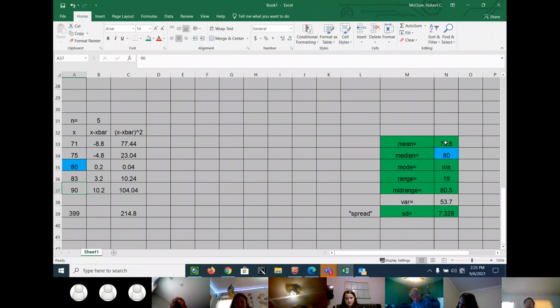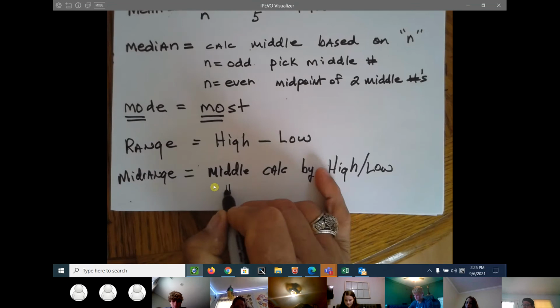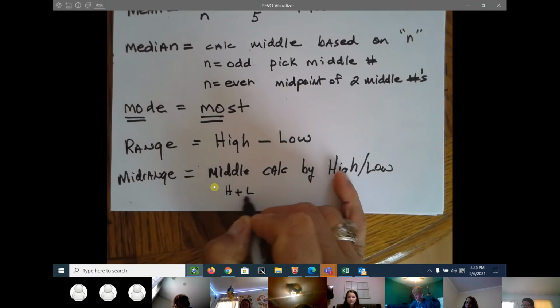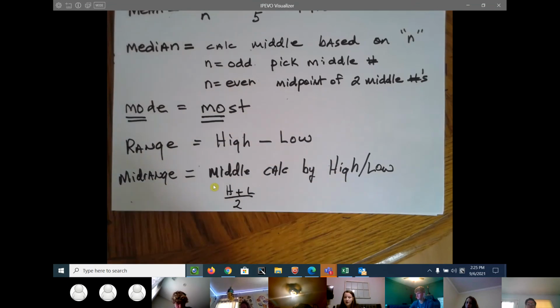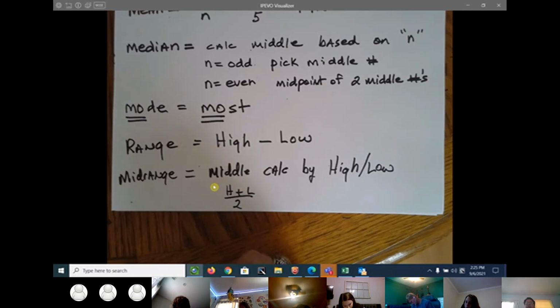Good? Yes, no, maybe? How do you find the mid-range? The high number plus the low number divided by 2. It's the middle, it's the midpoint, just like you'd find the midpoint of a class. The lowest number plus the highest number divided by 2.